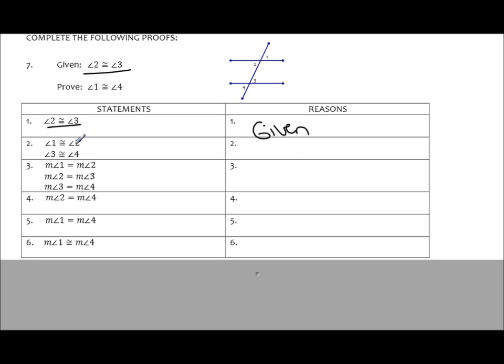And then they say angle 1 is congruent to angle 2 and angle 3 is congruent to angle 4. So if I look up here, angle 1 is congruent to angle 2. Well, why are those two angles congruent? Because they're vertical. So your reason would be the vertical angles theorem. We can say that angle 1 and 2 are congruent and angle 3 and 4 are congruent because they are vertical angles.